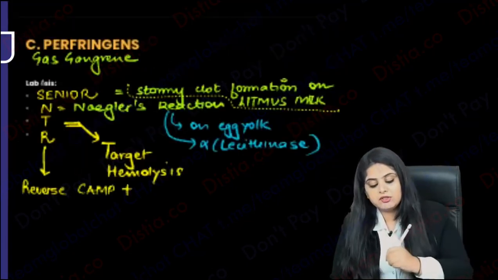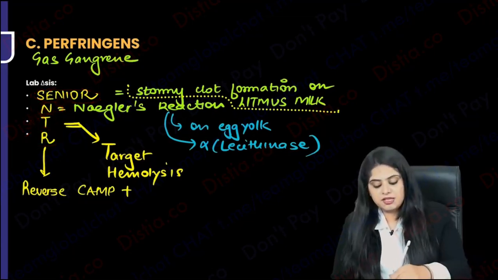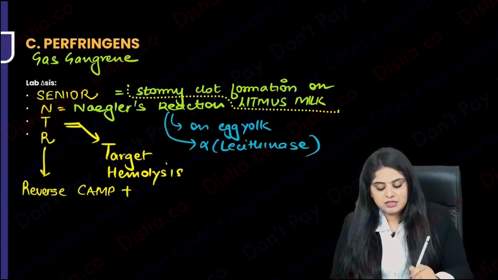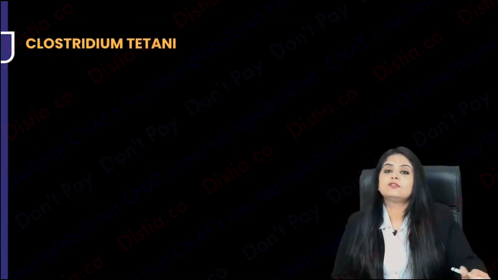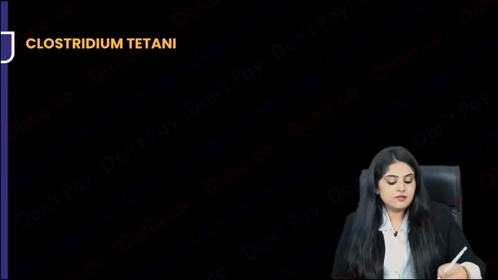I hope that is okay, because that wraps up senior NTR. There is stormy clot formation, Naegler's reaction, target hemolysis, and reverse CAMP test. Perfectly done. And that means we are done with our story of Clostridium perfringens, because treatment we have anyway done earlier. Sorted, guys. Shall we move on with the next one?